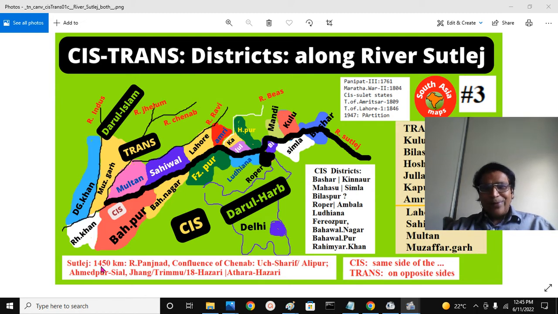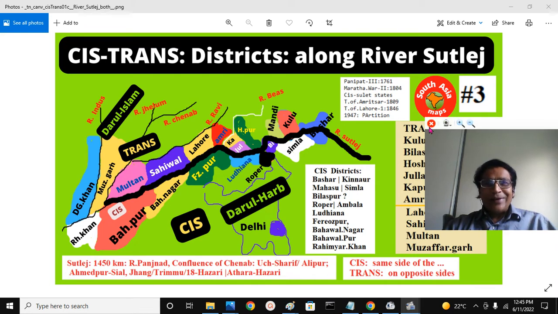The Sutlej River is around 1450 kilometers long, from Manas Sarovar somewhere here in Tibet, the Trivishnapura region of today's China, until Uch Sharif, somewhere here, where it merges with the Chenab River. The Sutlej and Chenab form a short river of 100 kilometers called Panjnad, that merges with the Sindhu River, the Indus River, at Mithankot.